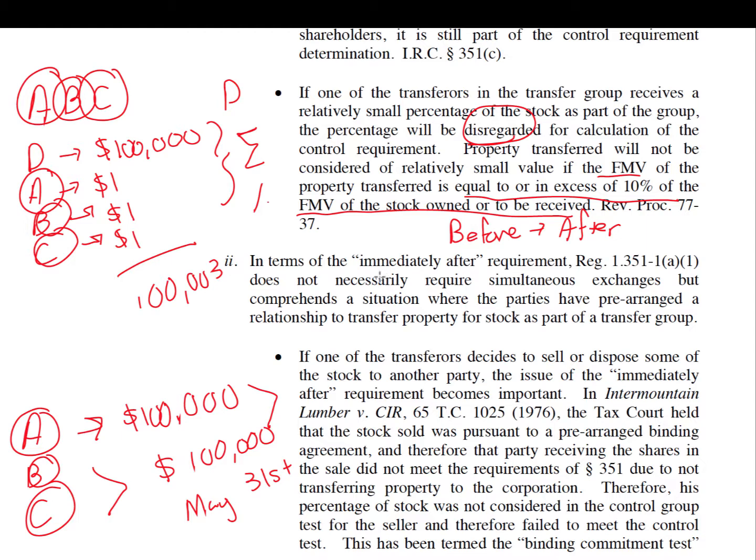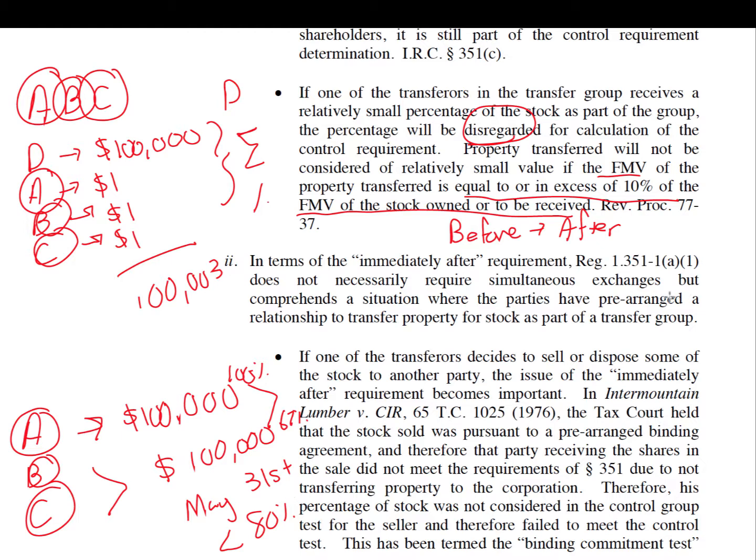However, if we look at them separately, then A has 100% ownership. B and C, let's say each owner, since they're each giving $100,000, each one afterwards is going to have 33%. B and C only have 67%, which is less than 80%. So B and C, guess what? They fail Section 351 if we did this separately.